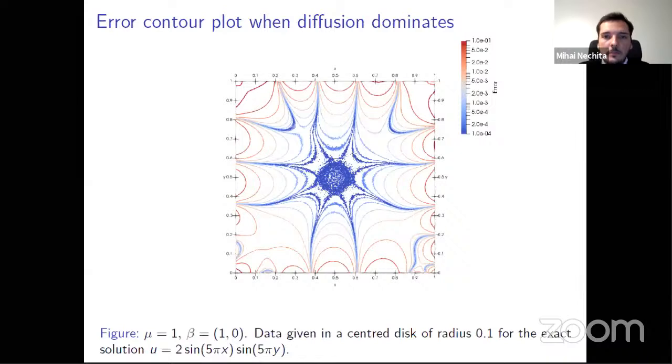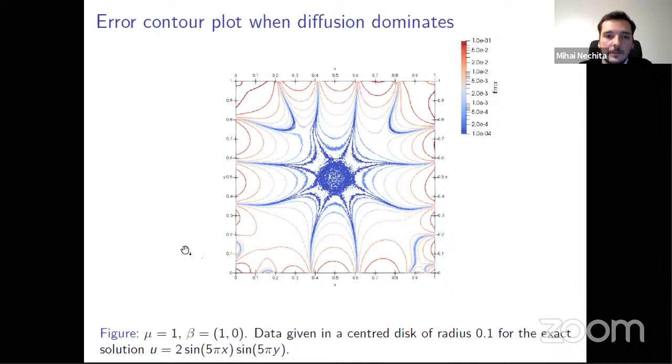Now, what happens if we look at the error plot? In the diffusion-dominated case, when data is given inside in the centered disk, we see how the errors propagate towards the boundary. So this is what happens in the diffusion-dominated case, for a simple convection field, just unitary in the x direction.